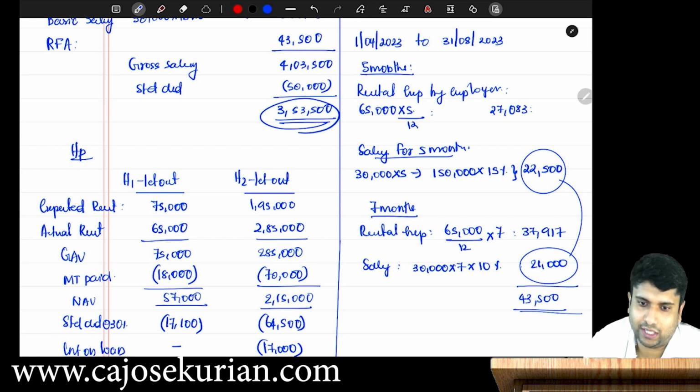If I mortgage house property 1 and do repair in house property 1, even in this case we can deduct up to 30%, yes, if it is self-occupied. But this is basically let out property, so there is no ceiling limit. If it is self-occupied property, there will be a limit, yeah.